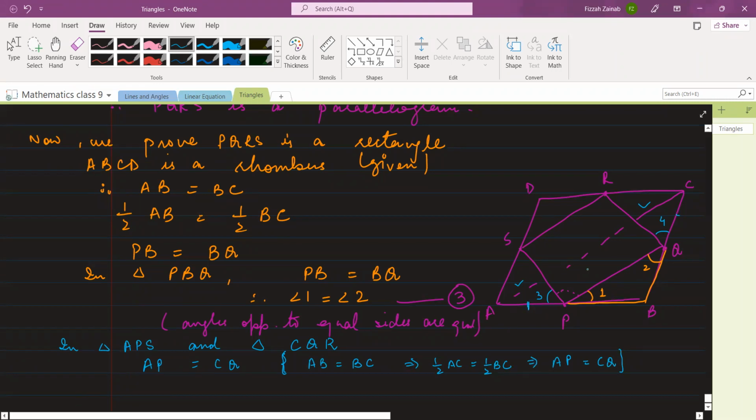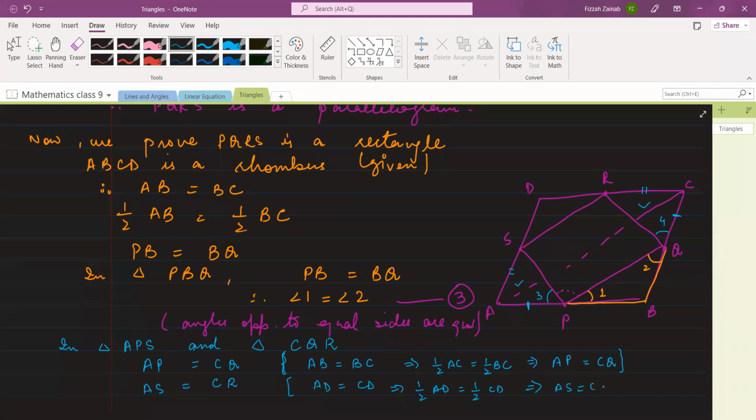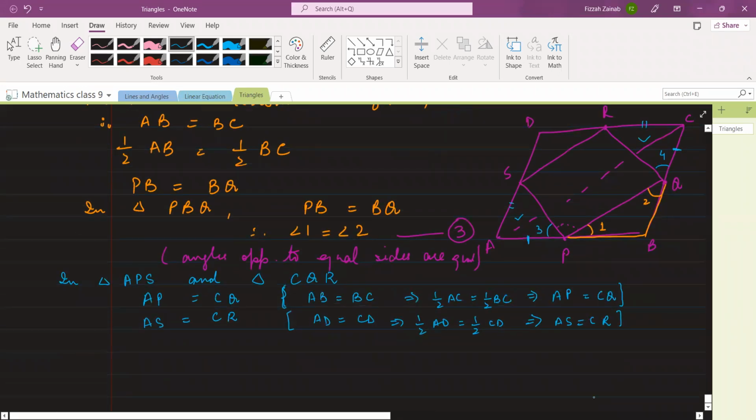So in this triangle, this side I have got equal to this side. Similarly, I can show this side is equal to this side. Again, I'm saying that AS is equal to CR. Same reason, AD is equal to CD, right? So that implies half of AD is equal to half of CD. That means AS is equal to CR. Is this understood, Jaslyn? Yes, ma'am.